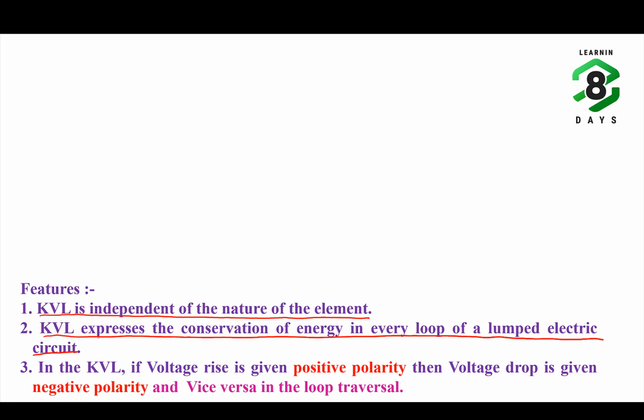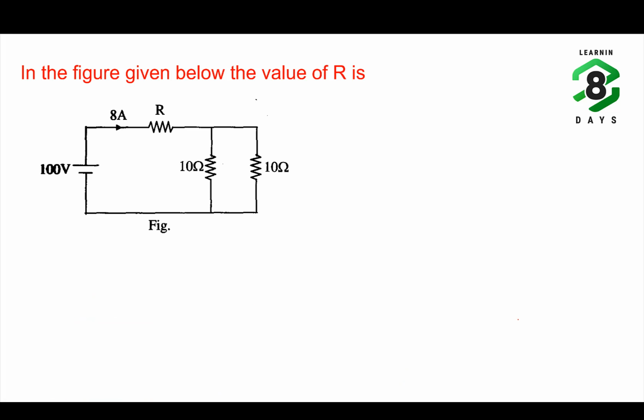That is, at each and every time instant in each and every loop of an electrical network, the energy supplied by active elements must be equal to the energy absorbed by the passive elements. Next, in the KVL, if voltage rise is given positive polarity, then voltage drop must be given negative polarity. In the figure given below, find out the value of R.